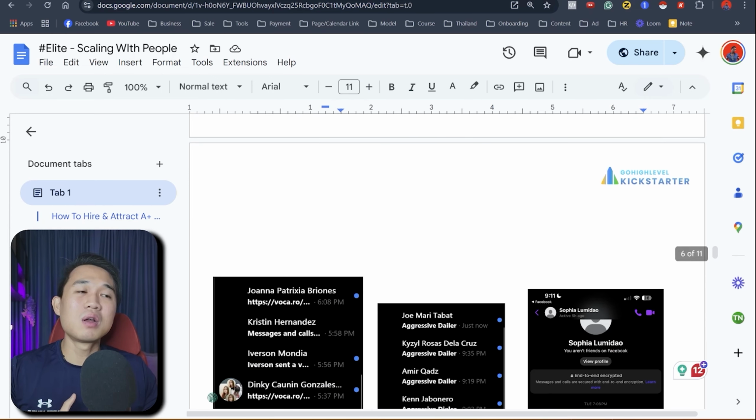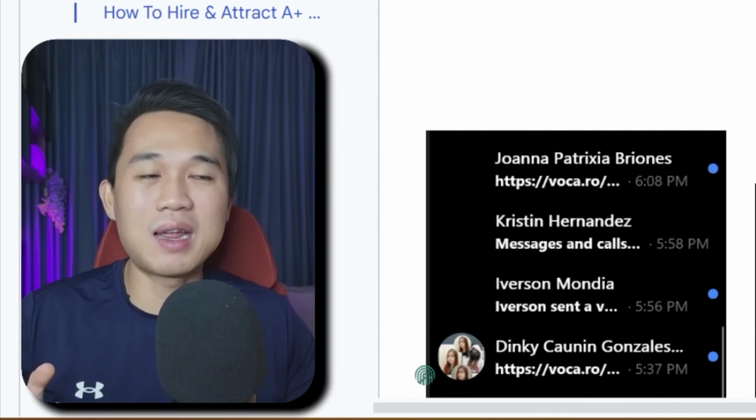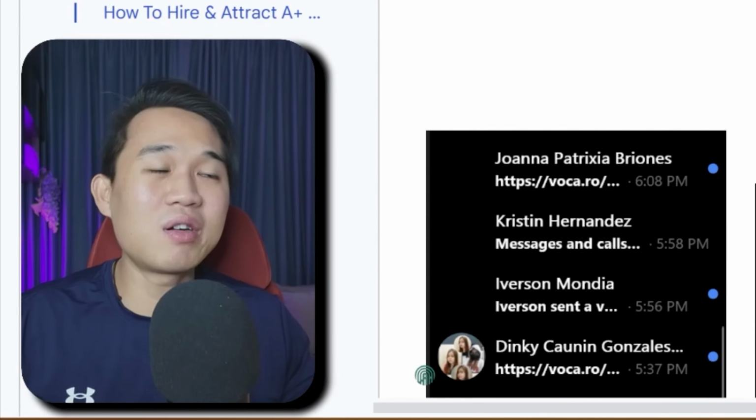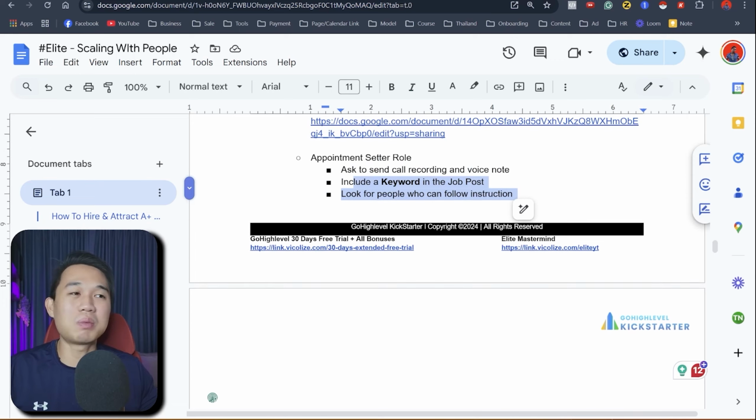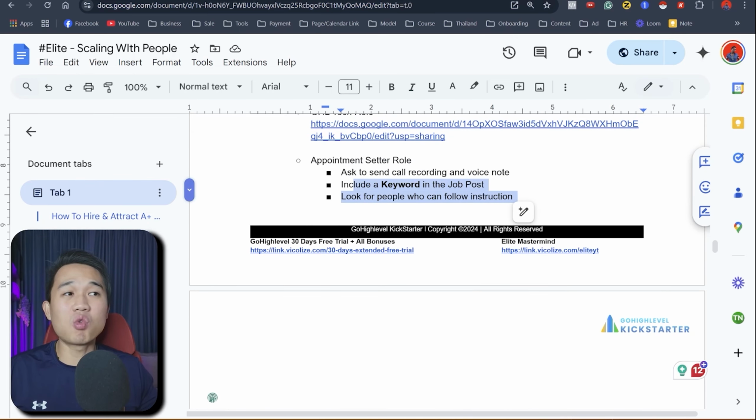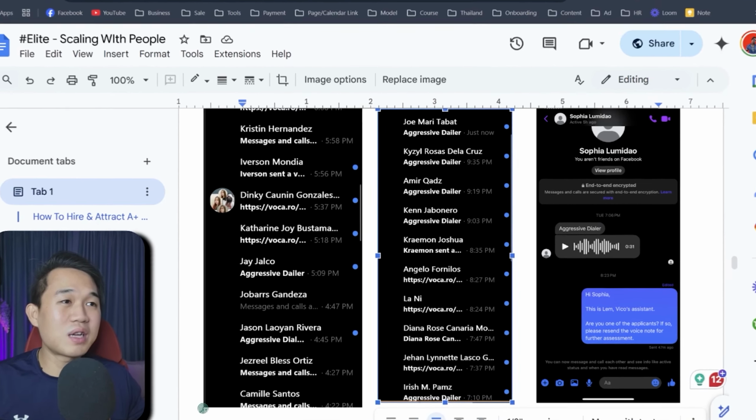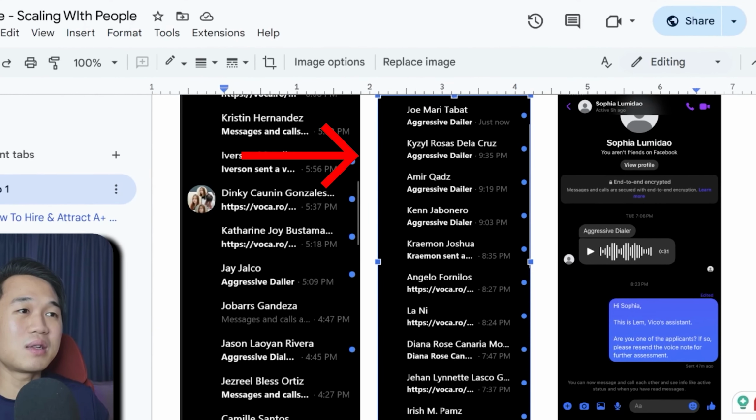That's very important, right? Because people who can't follow instruction, you're going to have a hard time training them. And that's going to make you burn out very quickly and hate recruiting people, right? You don't want to do that. So in this job post, we ask them to send us a voice note on Facebook. A very quick voice note. The keyword is aggressive dollar. You can see on the second photo here, it says aggressive dollar.